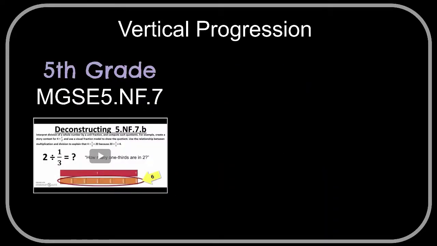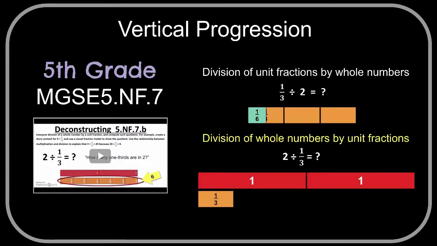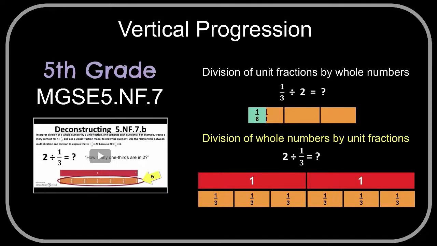Also in grade 5, students divide unit fractions by whole numbers, like 1/3 divided by 2, which is equal to 1/6. Students also divide whole numbers by unit fractions in grade 5, like 2 divided by 1/3, which is equal to 6. Students used visual models to reason about division in mathematical and real-world problems in grade 5. Check out the video on 5.NF.7 to learn more.